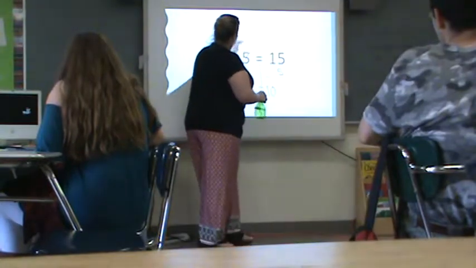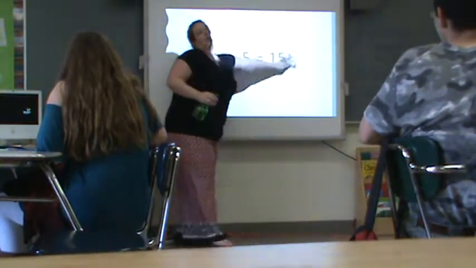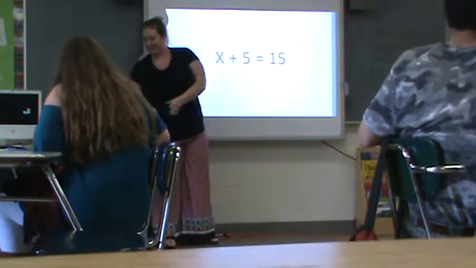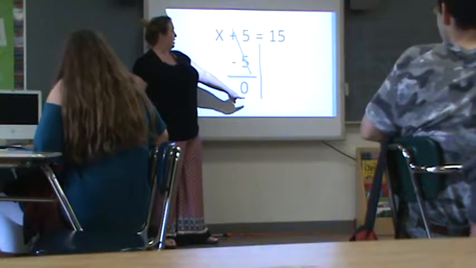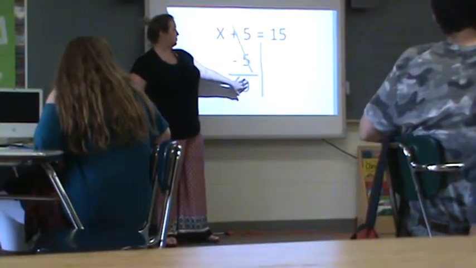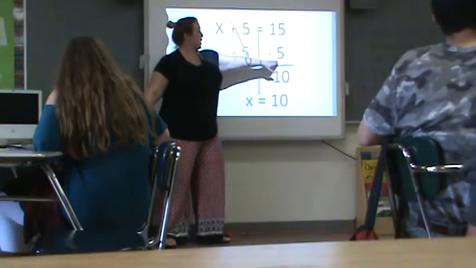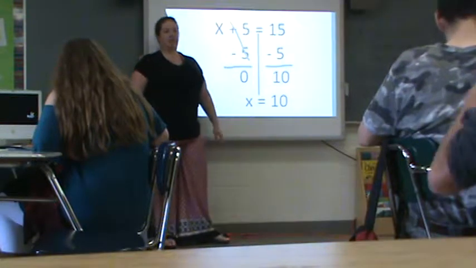So we'll go over it one more time. We drew our line. Then we subtracted 5, and that canceled that out. Then we did it to the other side, and we got 10, and X equals 10, so y'all are right.